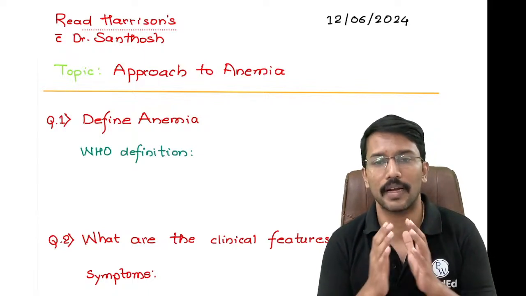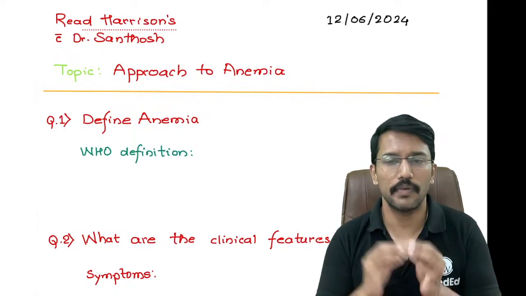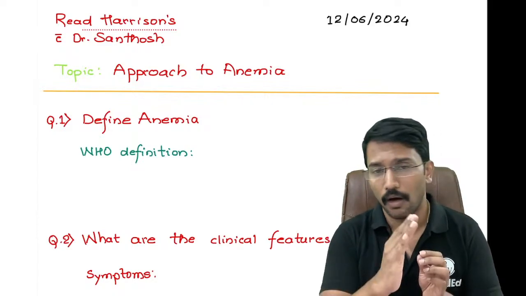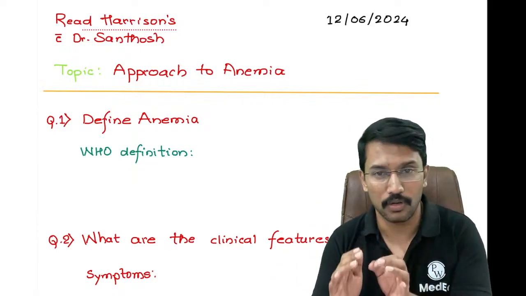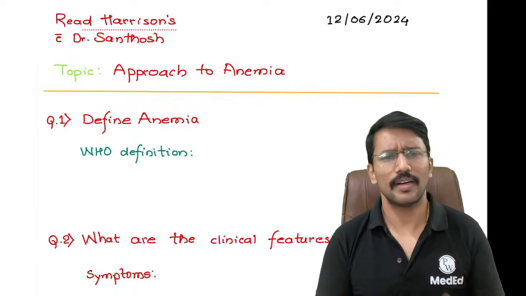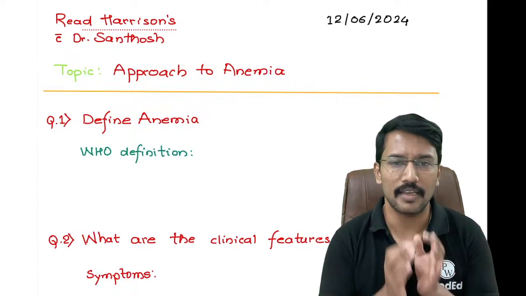So what we will do is understand some basic clinical terms and then develop a basic approach: whenever we diagnose someone as having anemia, how do we reach the final diagnosis about the cause for anemia? That's what we will be covering today. So let us start by defining anemia.